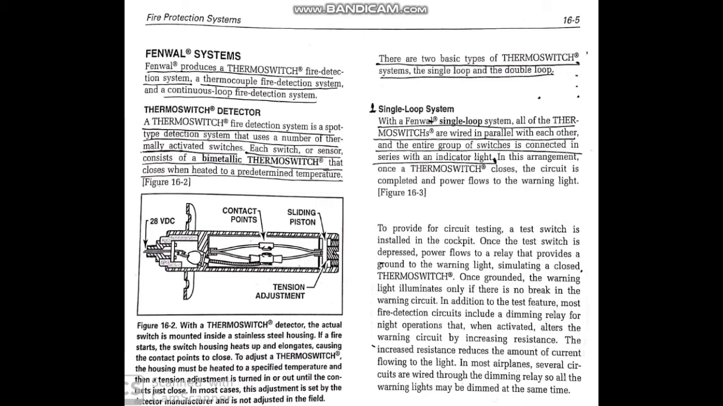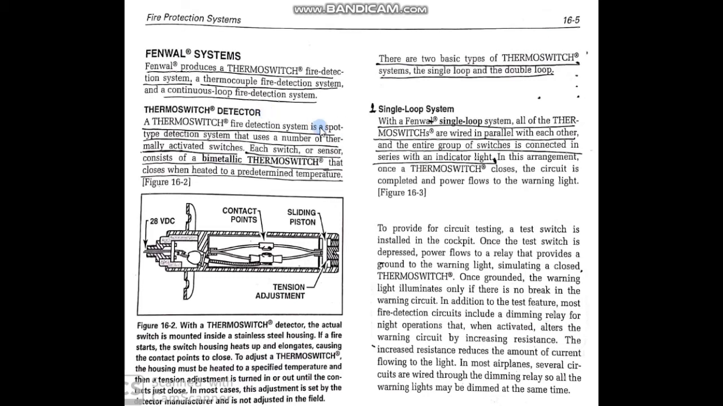The Venwall system produces a thermoswitch fire detection system, a thermocouple fire detection system, and a continuous loop fire detection system. So the Venwall system has three types. The first type is thermoswitch, the second one thermocouple, the third one continuous loop fire detection system. And we will start talking about the thermoswitch detector.